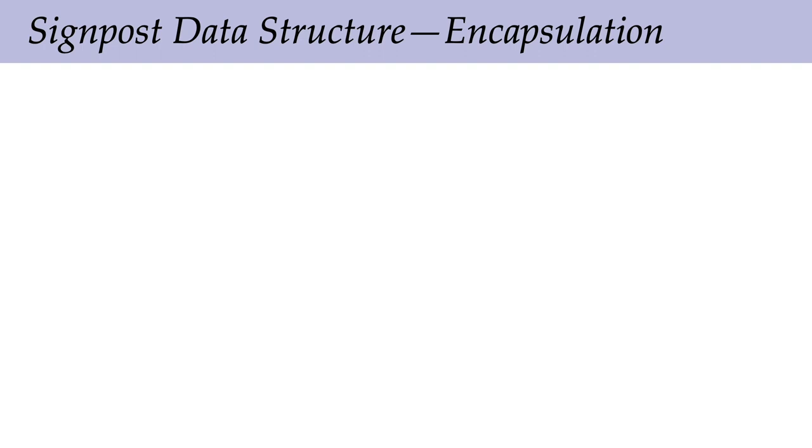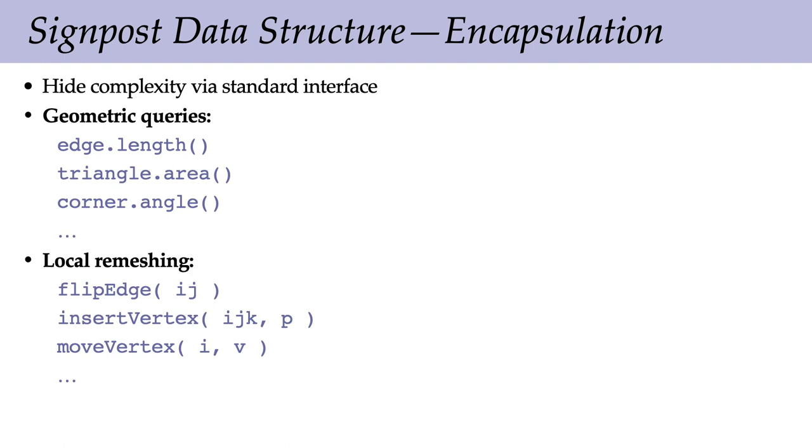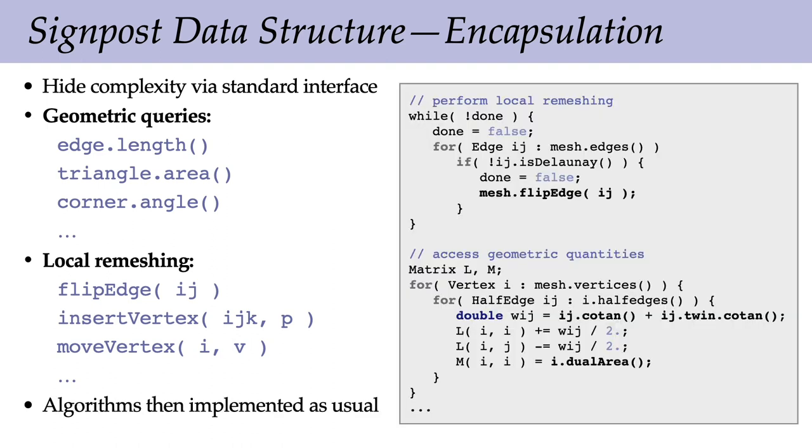Moreover, in software, all of this complexity of working with an intrinsic triangulation can be hidden in a standard mesh interface. So just once ever, somebody has to implement routines for computing lengths and areas and angles. Once ever somebody has to implement a routine for flipping an edge, inserting a vertex, moving a vertex. From there on out, a lot of algorithms that you're used to can be implemented as usual. So run through all the edges, do some flipping, or compute areas or whatever it is.